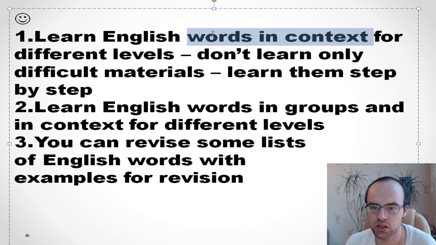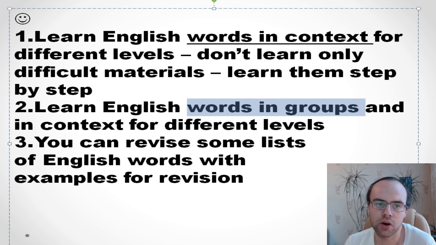It's a very important thing. So don't learn only difficult materials. Learn them step by step. So simple, then more difficult, and so on. Learn English words in groups. For example, words about money, words about environment, words about job, and so on.